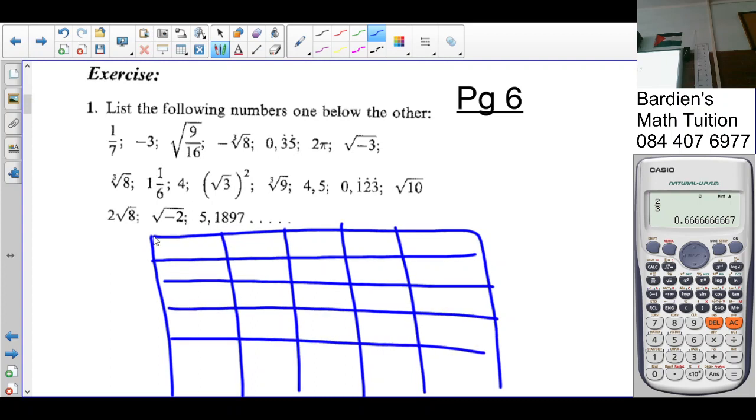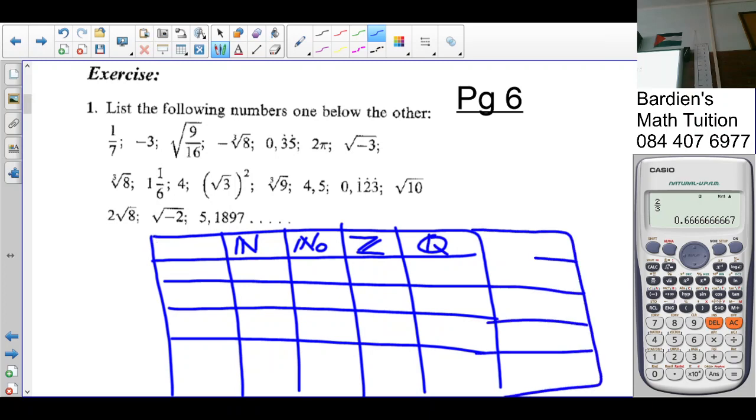And so on. So the first category you're going to put in the N, and what does the N stand for? Natural numbers. You're going to put in O, which means counting numbers. Then you're going to put the Z, which is integers. Then you're going to put the Q, which is rational. Then you're going to put the Q dash. Now that we'll speak about in the next lesson. That's going to be irrational numbers. Okay?